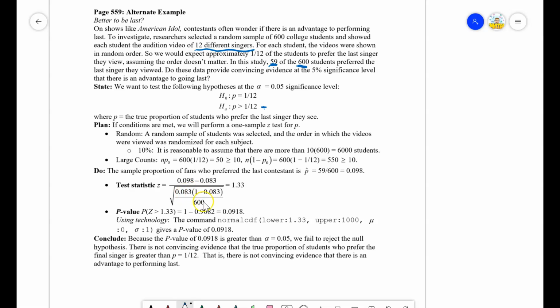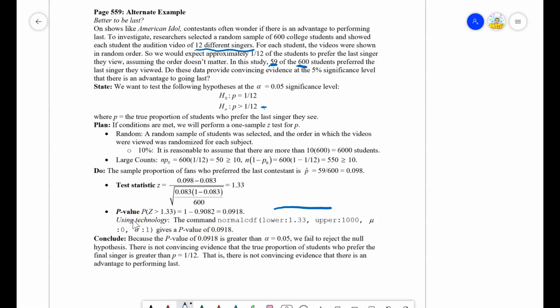P hat times 1 minus p hat over n. And they get a statistic of 1.33. So what we're trying to think about here is whether 1.33 is statistically significant for an alpha value of 5%. Well, they find that the p-value is 0.0918.